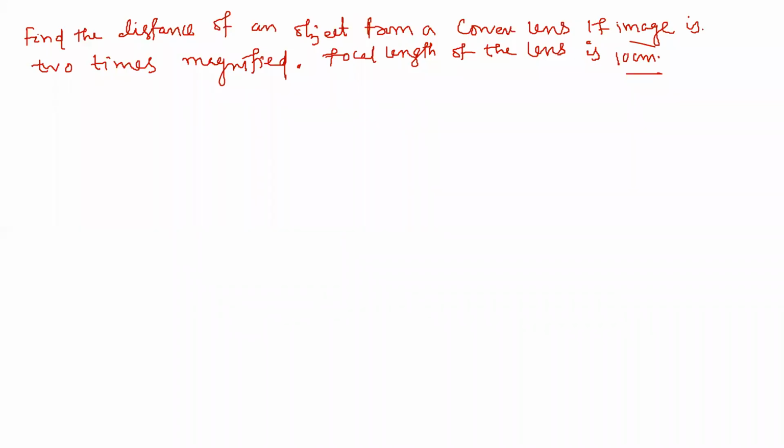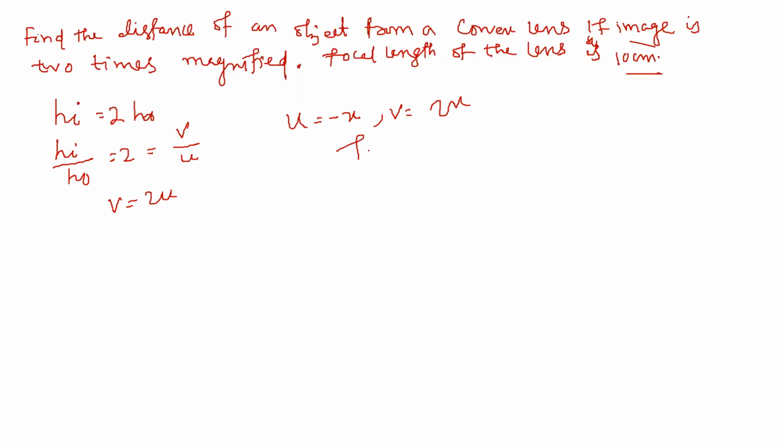That means the image is 2 times magnified, so the height of the image is equal to 2 times the height of the object. We know hi by ho is equal to 2, which is equal to v by u. That means v is equal to 2u. For a convex lens, let u be minus x on the left side and v will be 2 times x. Focal length is given as 10 centimeter.